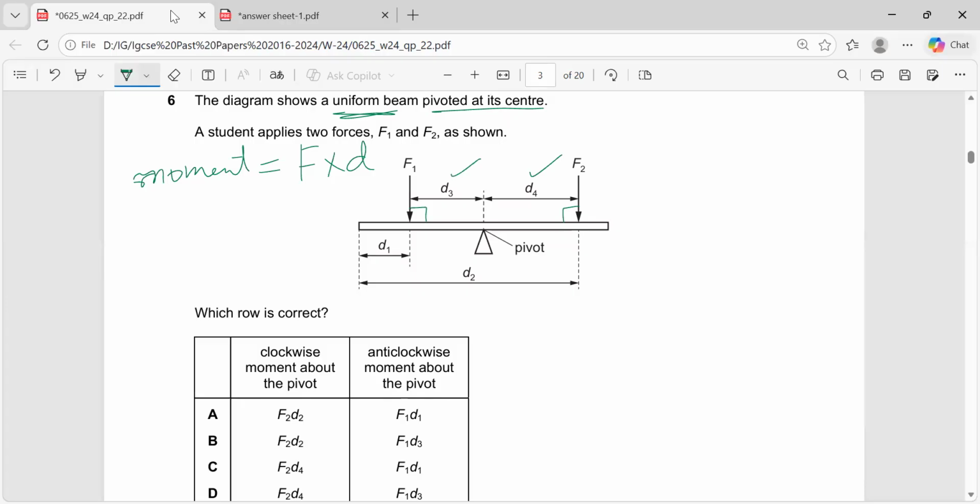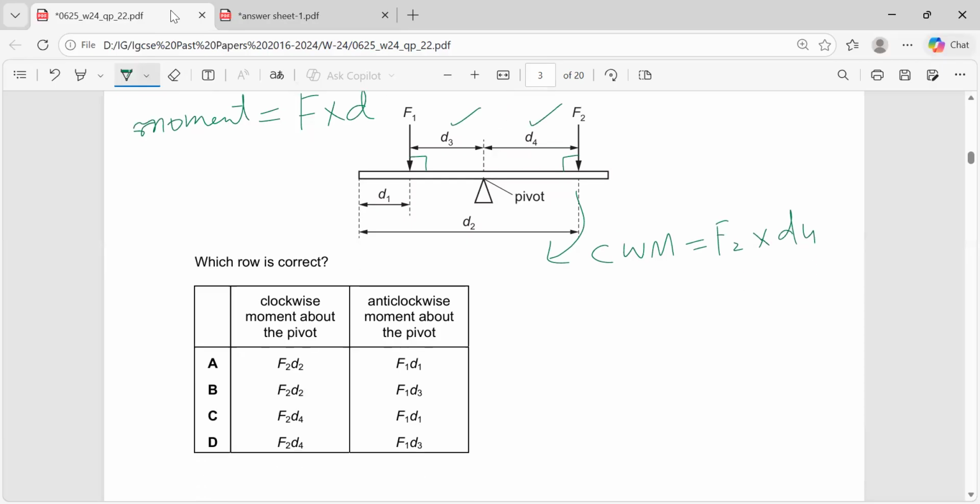So very simple. First of all, see, this force is pushing it this way. So this F2 is causing clockwise movement, and it will be equal to F2 times D4. Clockwise movement, F2 times D4, so A and B are out.